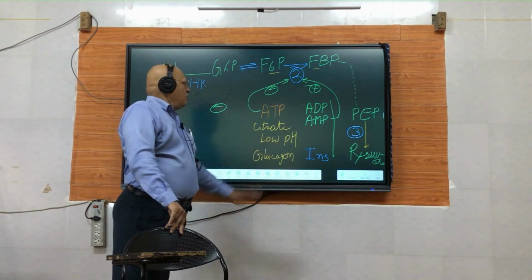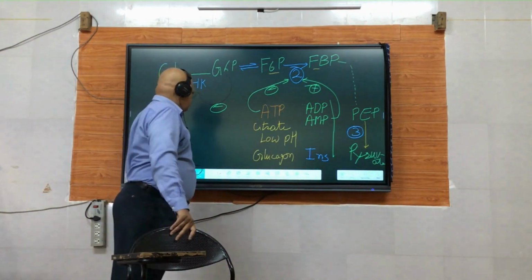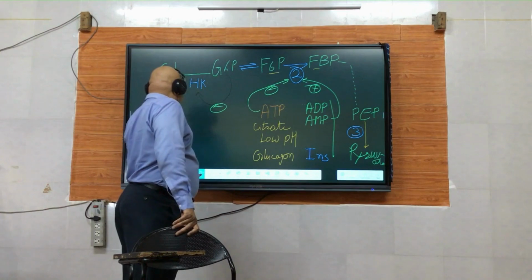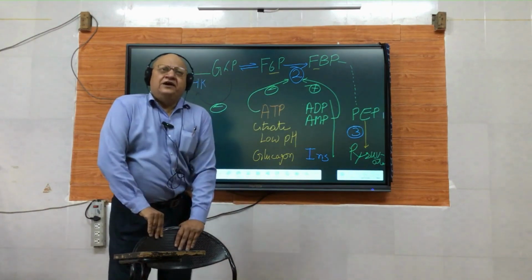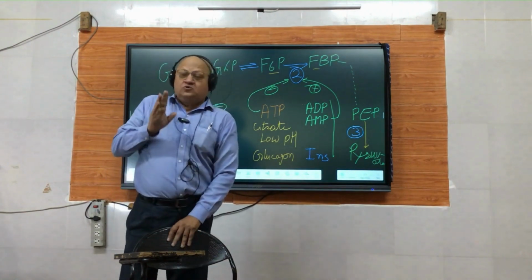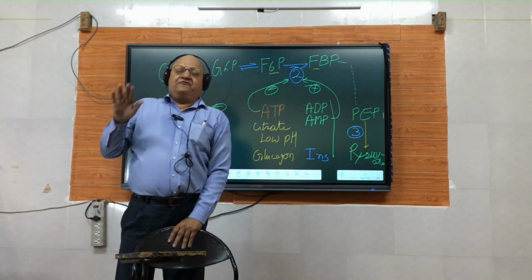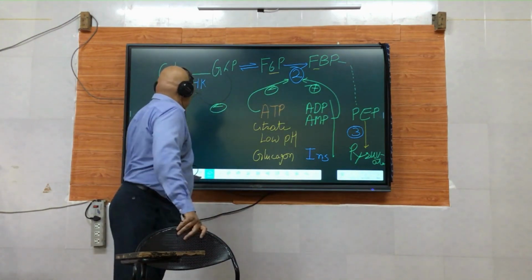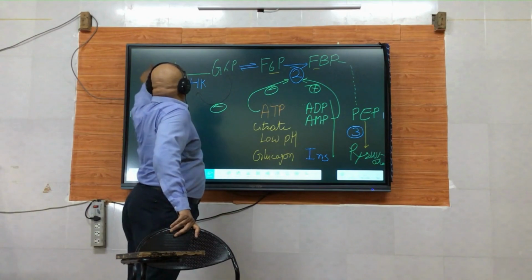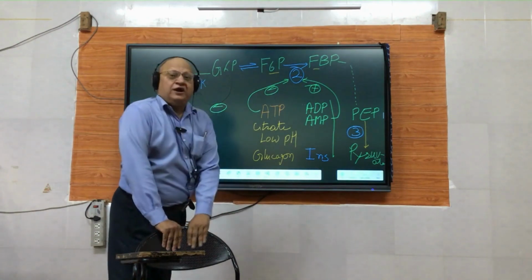Now glucagon and insulin. To understand this, let us go to the fasting state. When a person is fasting, the blood glucose level is already dipping. The glucose level is going down.